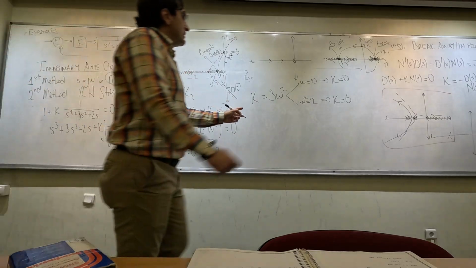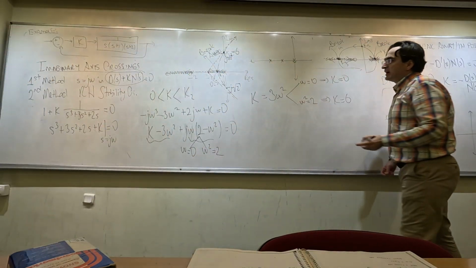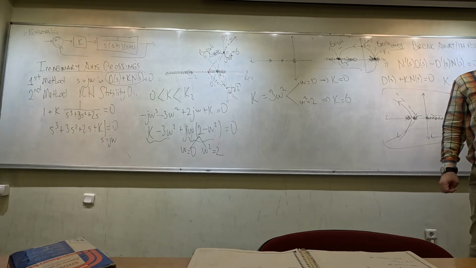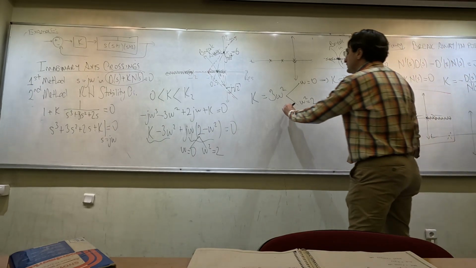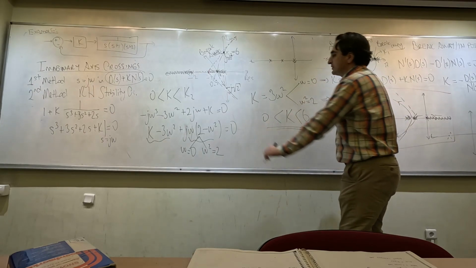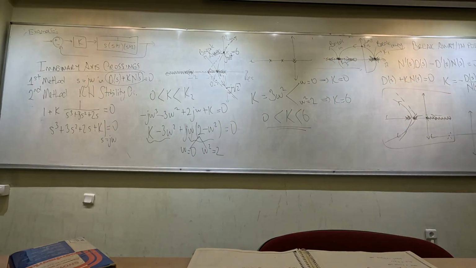So in this case, I can actually say that, based on this information, I can give the stability range of this system. If k is between 0 and 6, I know that the closed loop system is going to be stable.